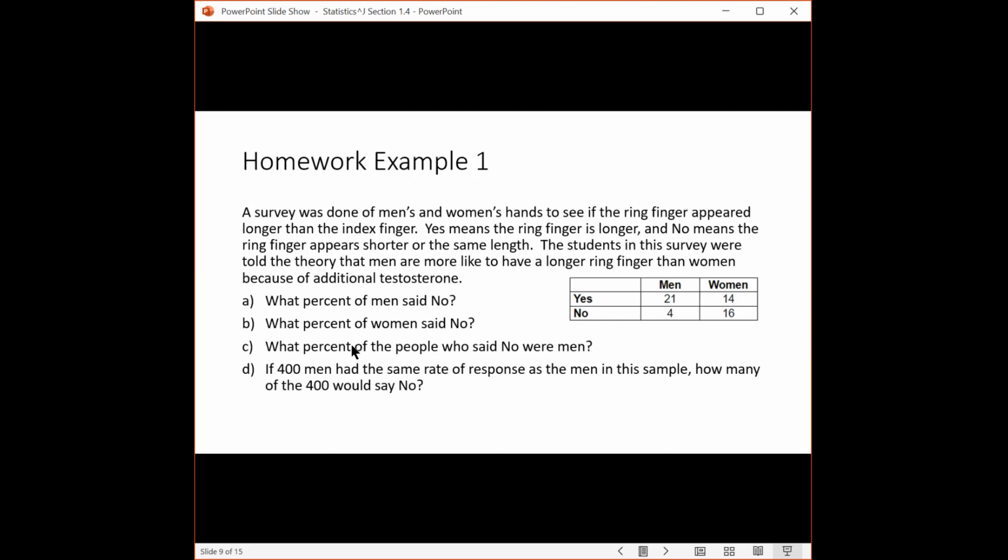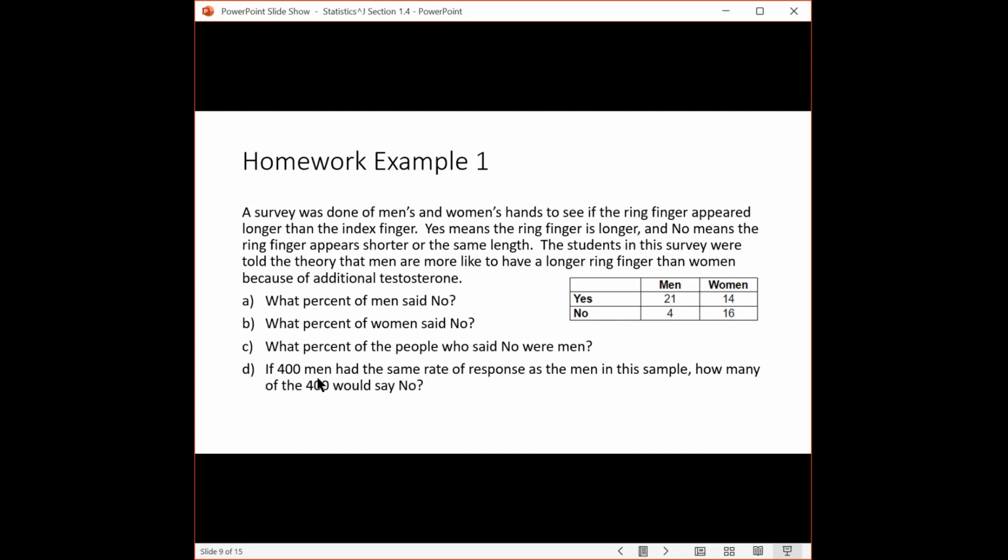And then what percent of the people who said no were men? To calculate that, we need to add up across the no column. It's asking what percent of the people who said no were men, so we need to know how many people said no. You want to add here across the row. So 20 total people said no. And then what percent were men? You want to take the number of men and divide by the total number of people who said no.